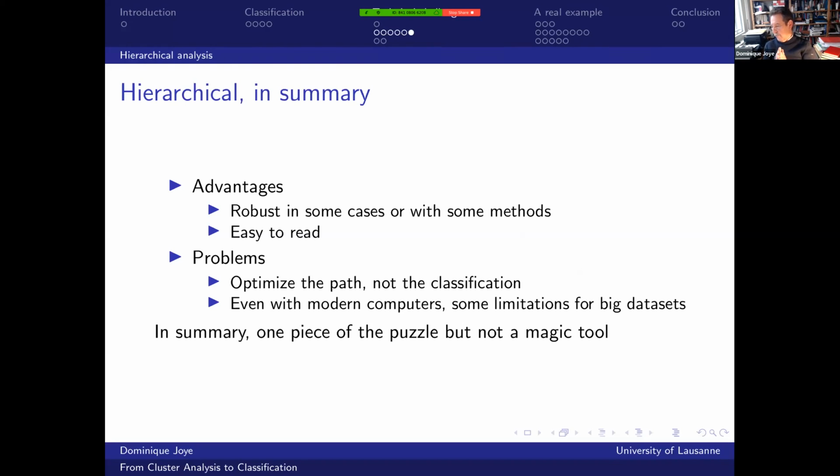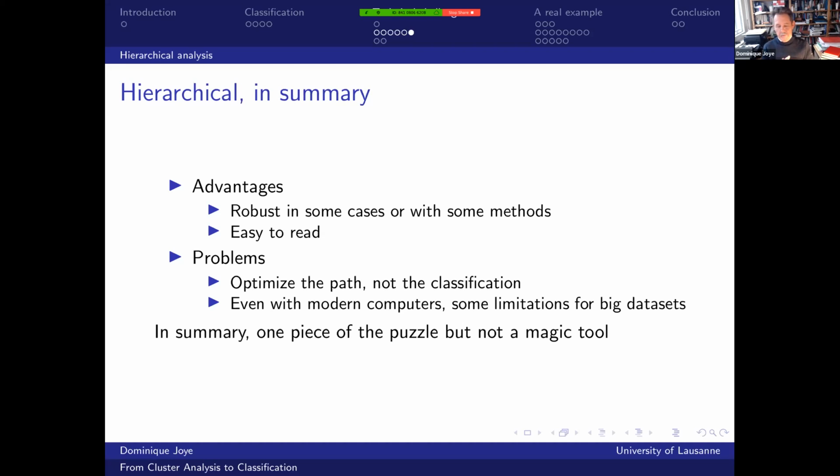And even with modern computers, you have some limitation. For example, I will show you after an example with 30,000 observations. And if you do this with 30,000 observations, you have a matrix of 30,000 by 30,000. That means 100 millions of data. And in the memory of the computer, 100 millions is a little big. So normally you have to do something in order to reduce the information of the number of points. So probably that's not the best solution.